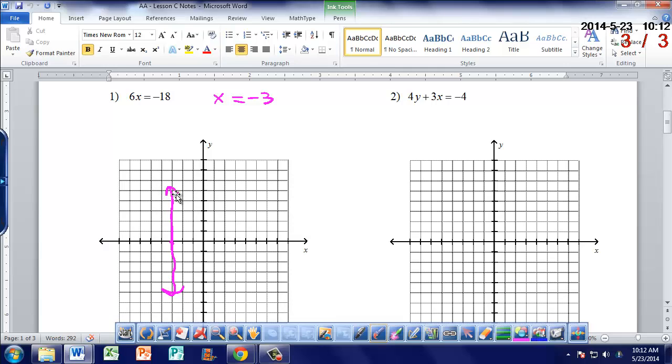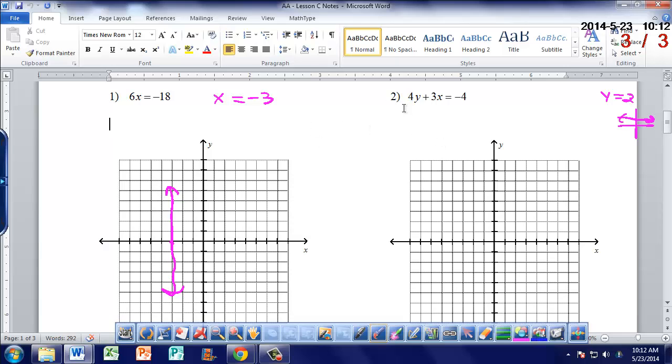If it were a y equals, let's just make a note off to the side. Let's say it were y equals 2. I'm going to find 2 on the y-axis, mark it, and draw a horizontal line. Okay, so x vertical lines, y horizontal line. Those are always special cases that we need to keep in mind.